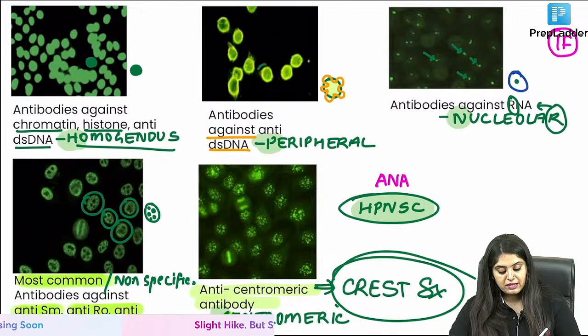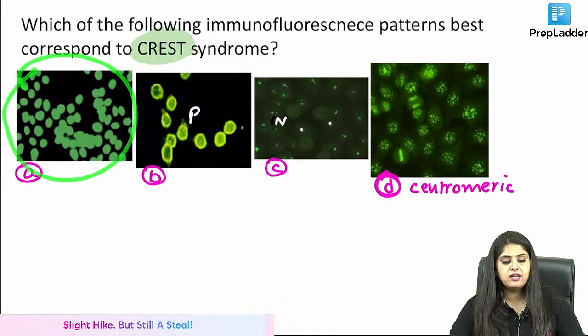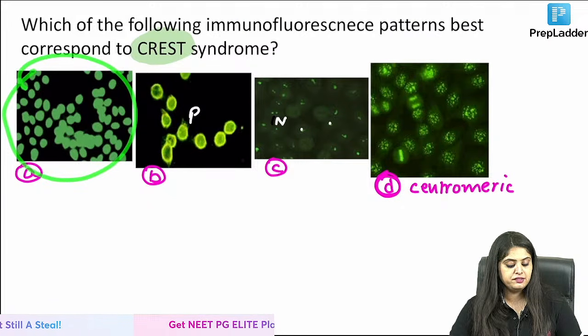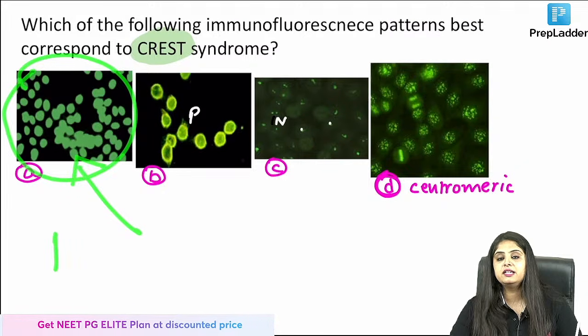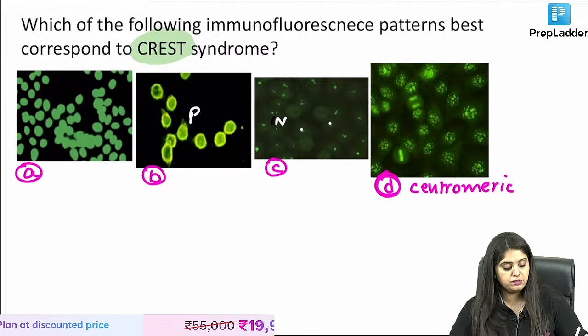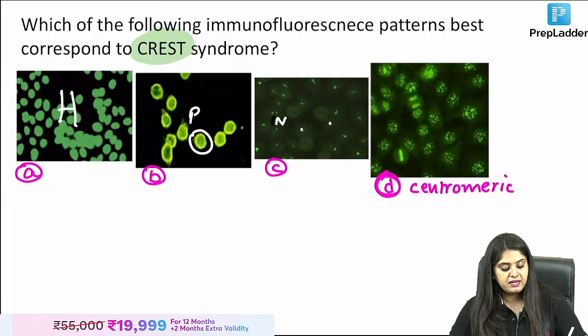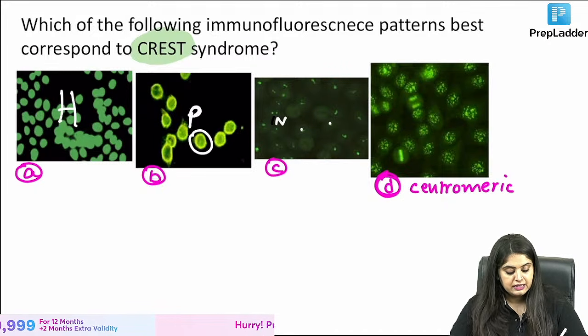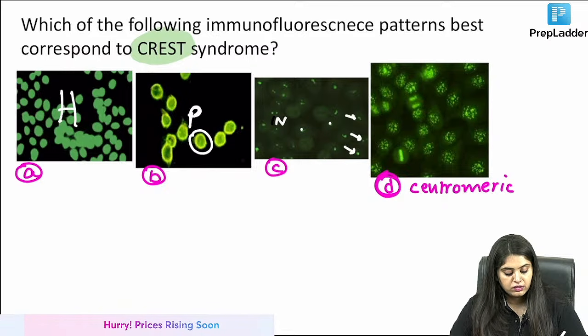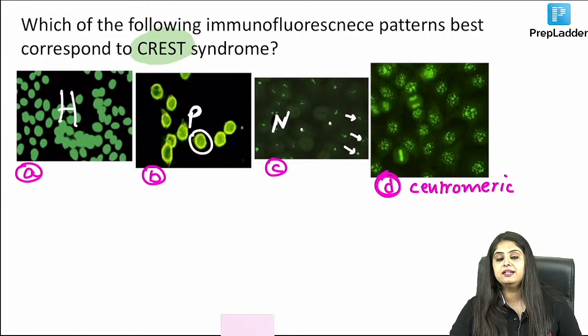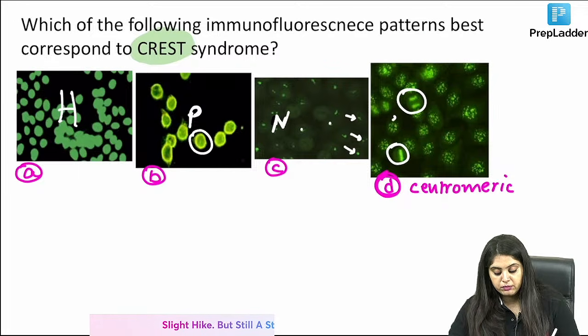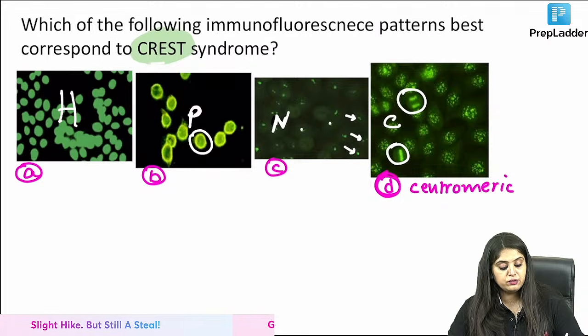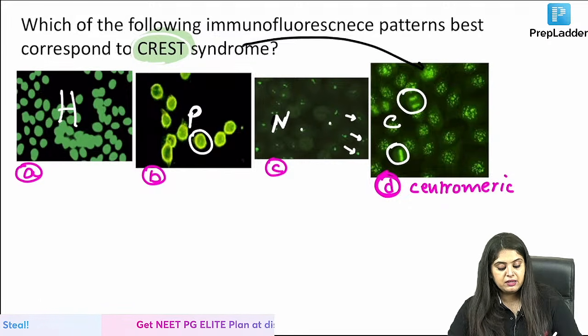So now I want to ask you once again, let's take a test, just a test from this slide. Which pattern is this? Ma'am, everything is green. So this must be the homogeneous pattern. The next one, only periphery. That is the peripheral pattern. The next one, only green color dots are there. That is the nucleolar pattern. The next one, the whole chromosome is visible. That is going to be centromeric. So in CREST syndrome, centromeric pattern will be seen.